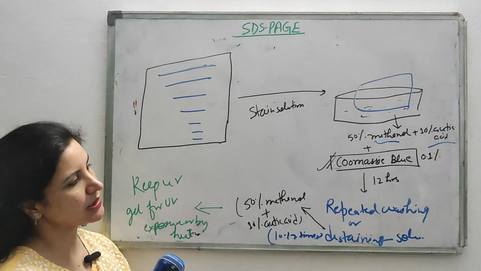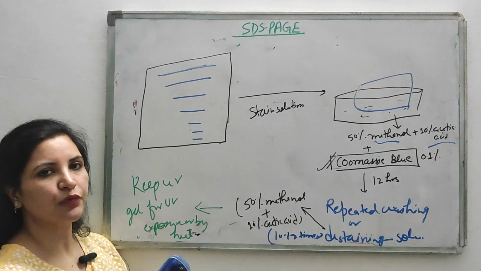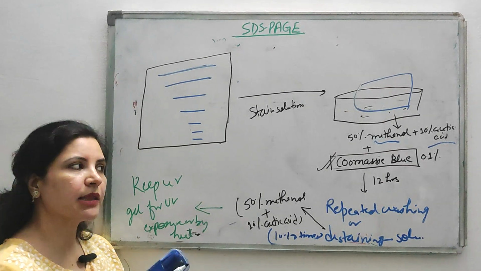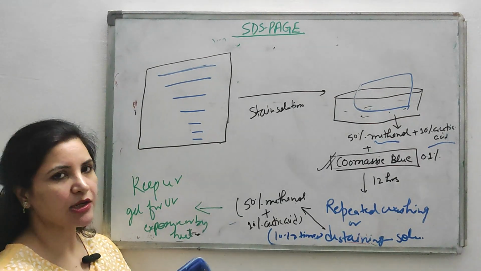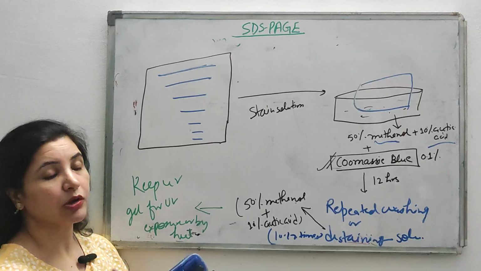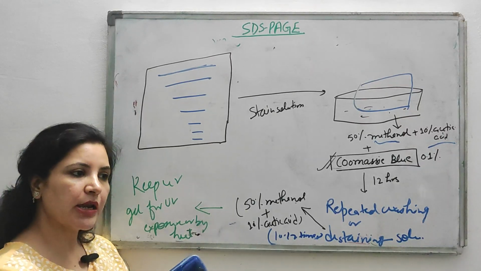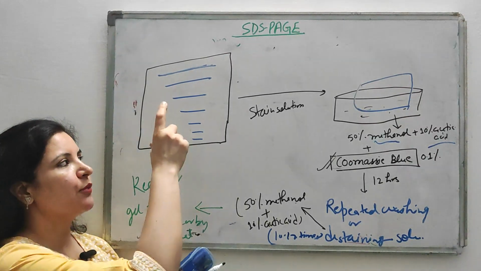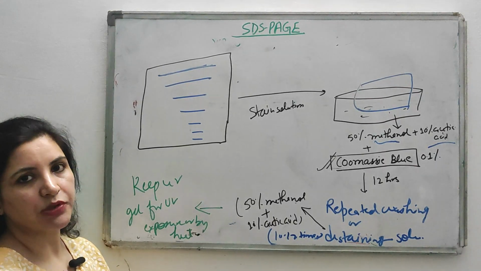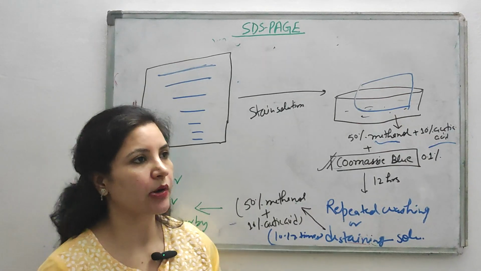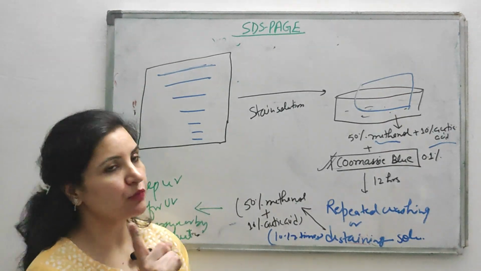So basically, what is the application of SDS-PAGE? The main application of SDS-PAGE is that it is used for the separation of proteins on the basis of their molecular weight only. Okay, no charge, no size, no shape. Only on the basis of molecular weight are proteins separated, because SDS gives all proteins a uniform charge.